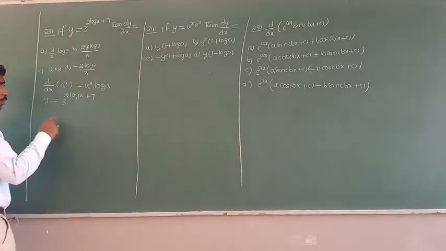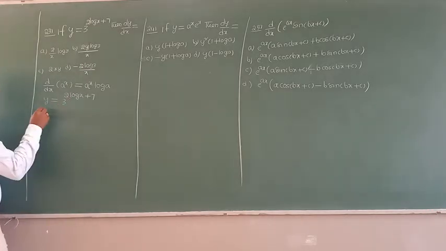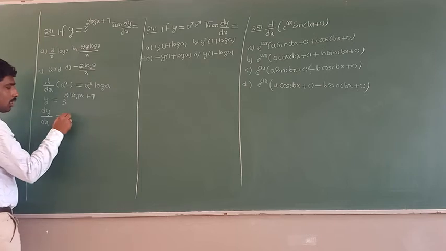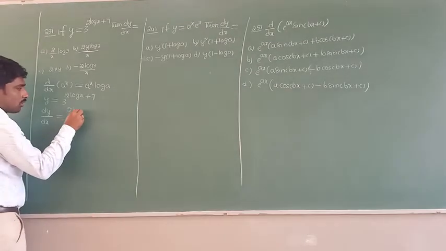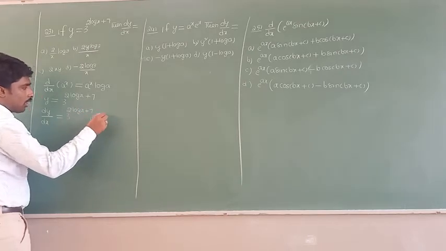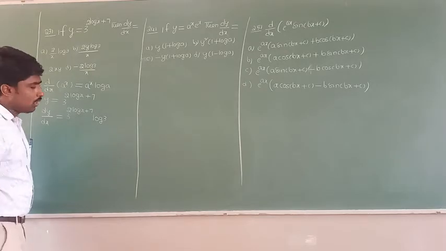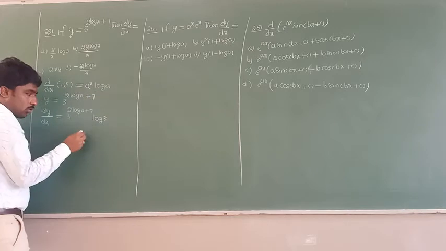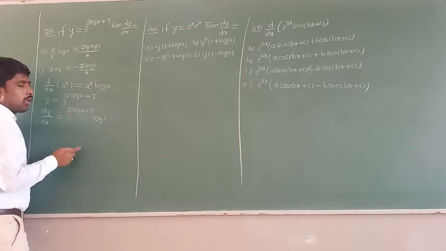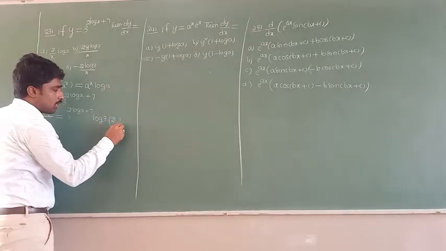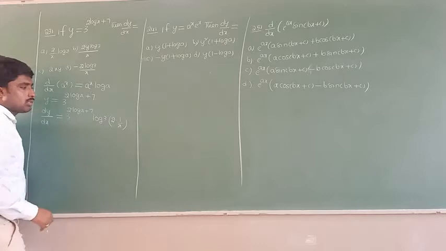The function should be in the form of y equal to a power x. So if I do the differentiation, dy by dx equal to the differentiation of a power x, which is a power x into log a. So what will we get? 3 power 2 log x plus 7 into log 3. Again, we need to do internal differentiation here. You have to do internal differentiation for 2 log x plus 7. So 2 into the differentiation of log x, which is 1 by x. Differentiation of 7 is 0.